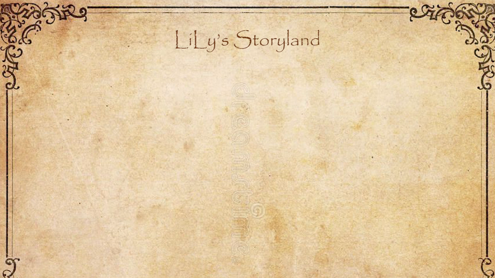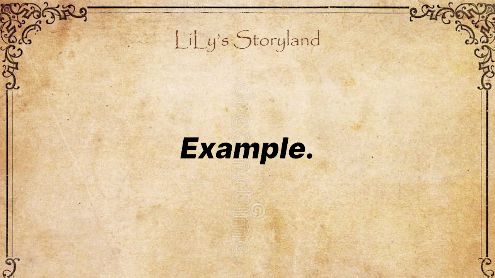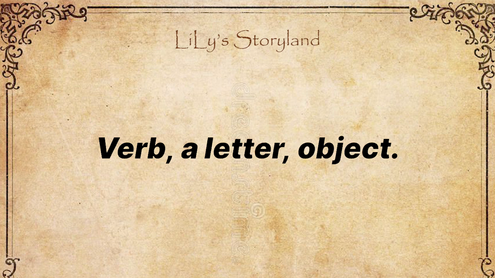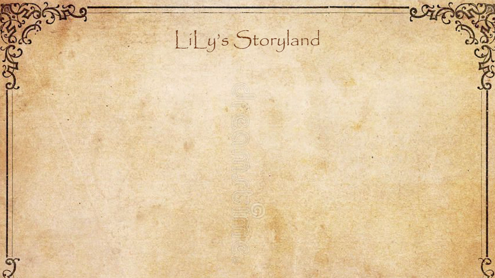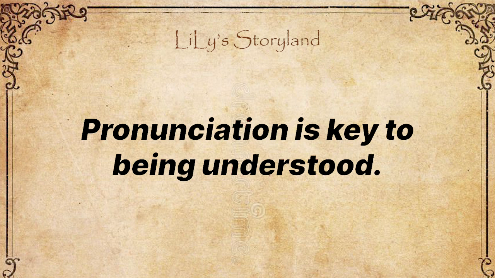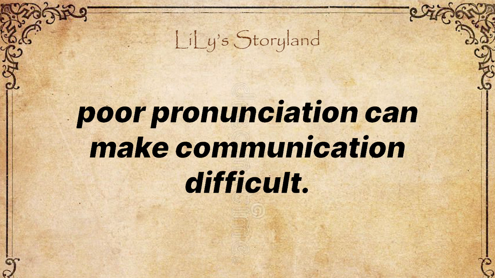Sentence structure. English sentences generally follow a subject-verb-object pattern. Example: she, subject, wrote, verb, a letter, object. 3. Improving pronunciation. Pronunciation is key to being understood. Sometimes, even if your grammar and vocabulary are perfect, poor pronunciation can make communication difficult.